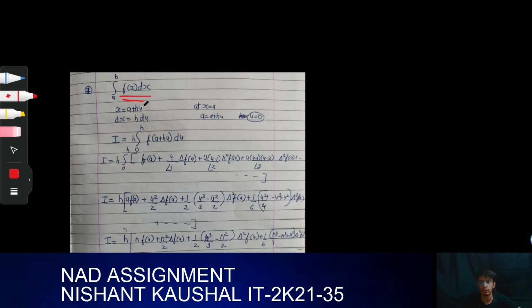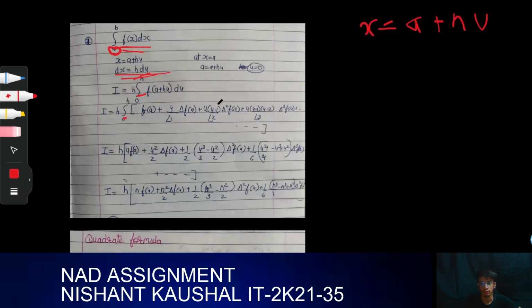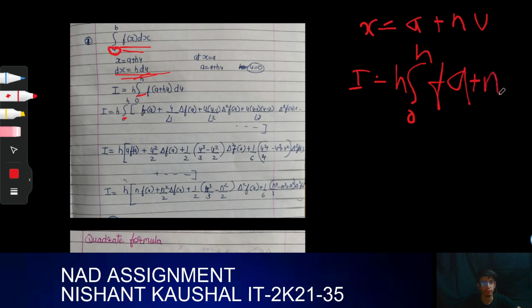So let us take x equals a plus hu. So what will be dx? dx will be h du, right? So if we find the limits, it will be 0, and here it will be h, right? So what would the integration become? I will become h integration 0 to h f of a plus hu du, right?